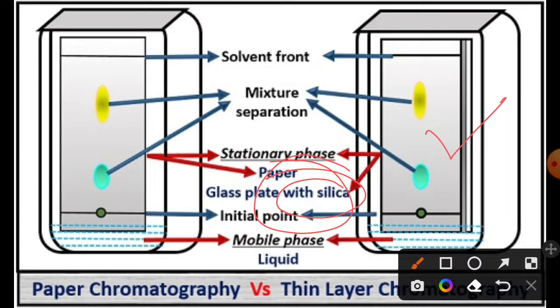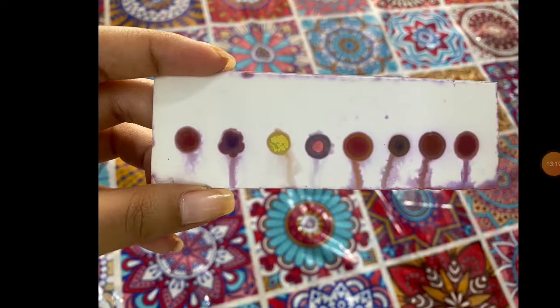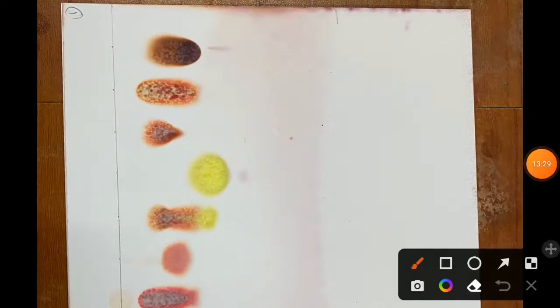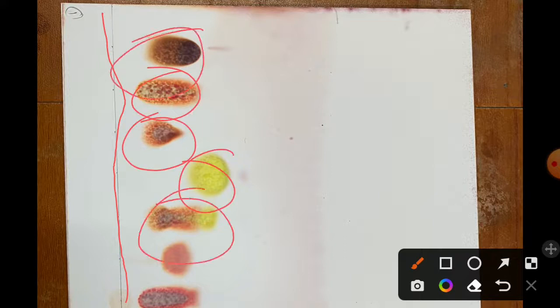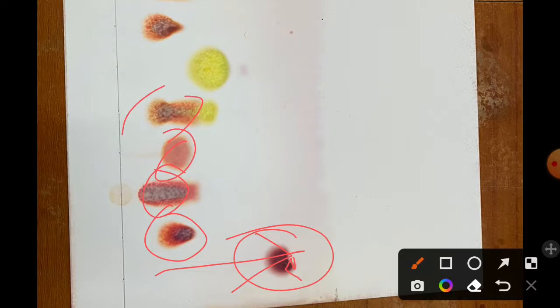You can use thin layer chromatography for amino acid separation. This is how it looks. This was the line where we imported our sample, and they migrate in such a way. As you can see, this compound has migrated a longer distance than the remaining ones. That is how the separation is done in thin layer chromatography.